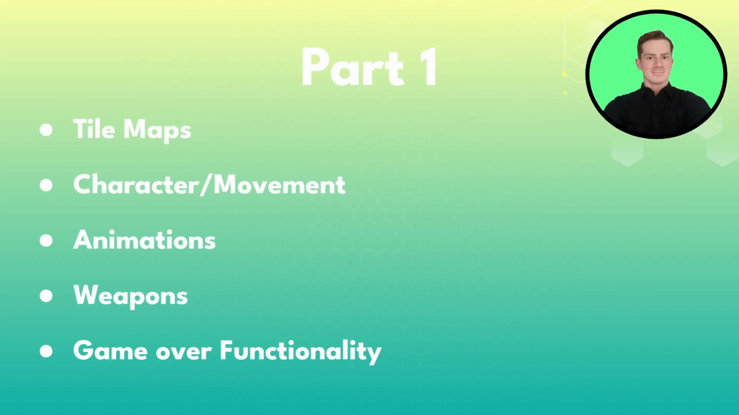Alright, for this part, we're going to start off creating the tile maps for the game. Then we're going to move on to creating the player and giving him some movement. Then we're going to move on to the animations of the player, such as animating the movement walking, the attacking, and also the hurting. Then we're going to add the weapons for the player so he can attack with a sword and also a bow for projectiles. Then, last thing we're going to do is create the game over functionality. Let's go ahead, jump right in, and get started.